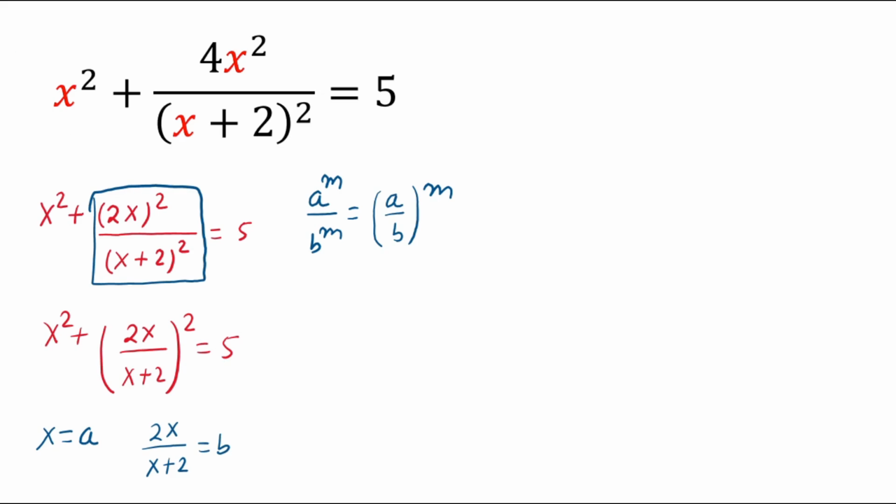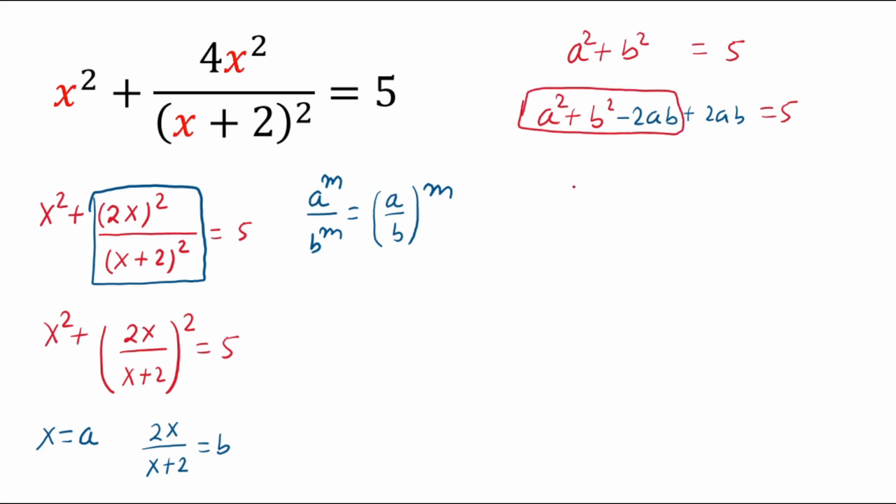is equals to 5. So here a square plus b square, and this is equals to 5. Now a square plus b square is equals to 5, and here if we subtract 2 times ab plus 2 times ab, then look carefully this expression, this is same as a minus b whole square plus 2 times ab, and this is equals to 5.